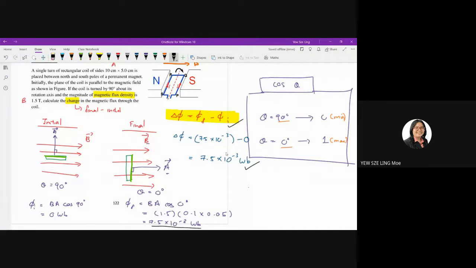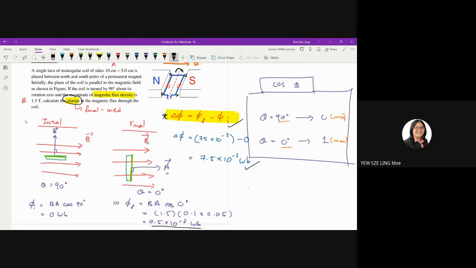Right? So even though it is the same, you have to show it. It's very important, because the question is asking for change. All right, so that is example 2. Now I give you a few minutes to write down the solution.